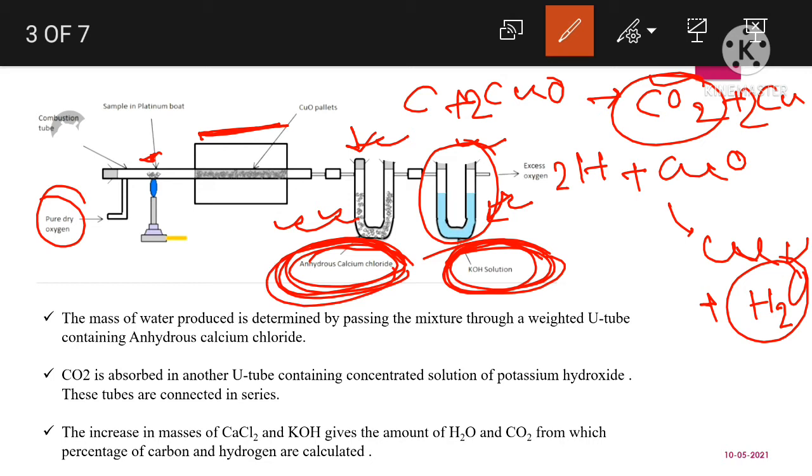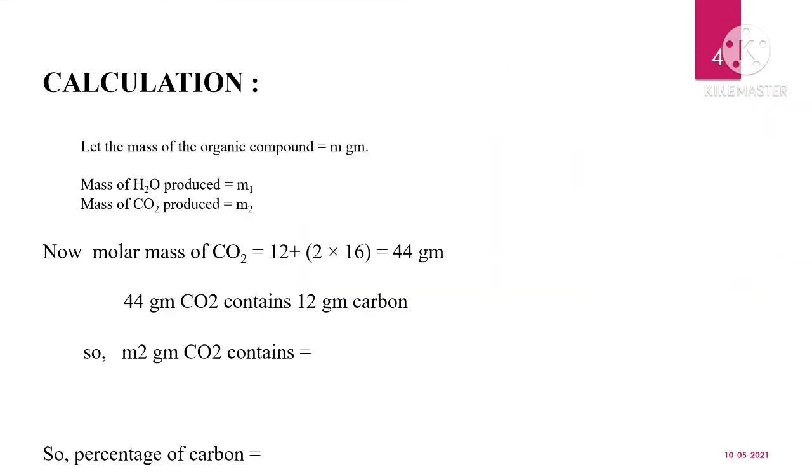Okay, so this is the experimental technique. So we can calculate the percentage of carbon and hydrogen present in the organic compound by getting the weight of the carbon dioxide and water. So now coming to the calculation.